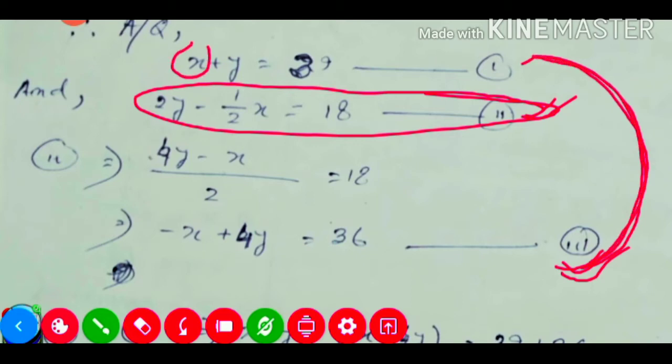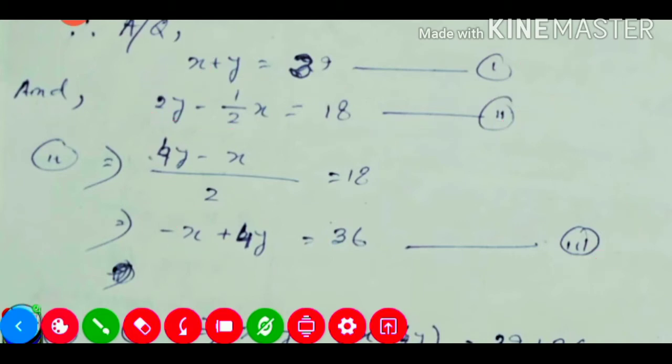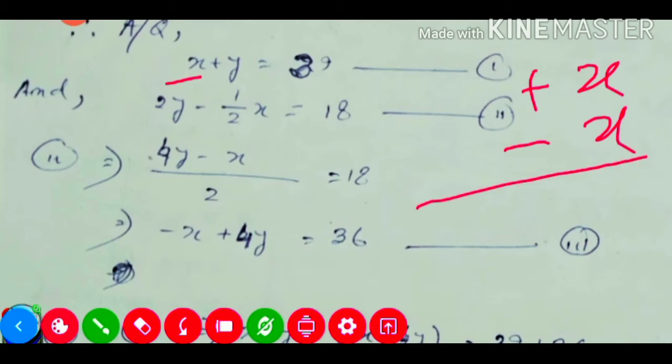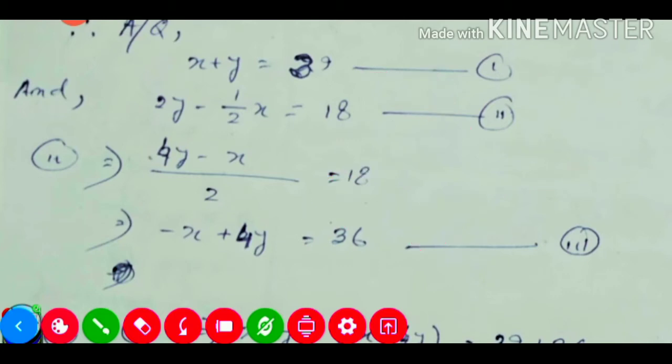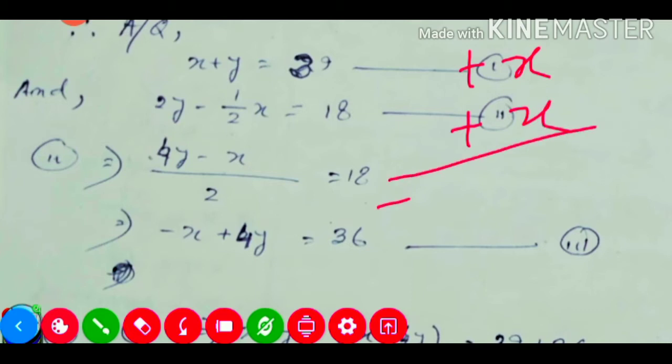In these two equations, which term is equal? See, the x coefficient here and here is equal, but both are not the same sign. In equation number 1, the x sign is positive, and in the second one it is negative. So here we need to do plus if the signs are opposite. If both are the same sign, it will be minus. Maybe if this is minus x and this is also minus x, at that time we'll do minus only. Or if both are plus x, at that time also we'll do minus.